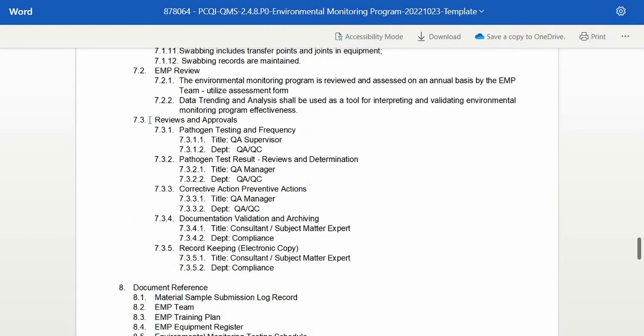Next is reviews and approvals. The pathogen testing and frequency is for the QA supervisor from the QA or QC department. The pathogen test result reviews and determination and corrective action preventive action is for the QA manager from the QA or QC department. The documentation validation and archiving and the record keeping of electronic copy is for the consultant or subject matter expert from the compliance department.